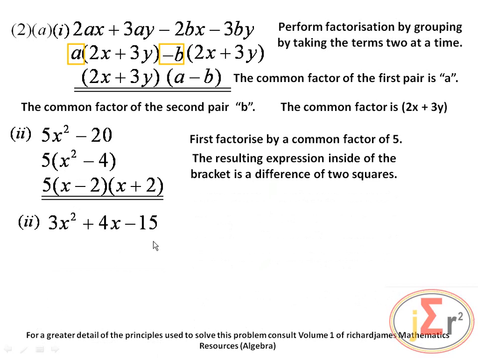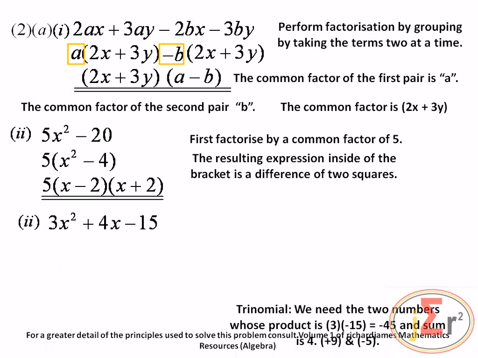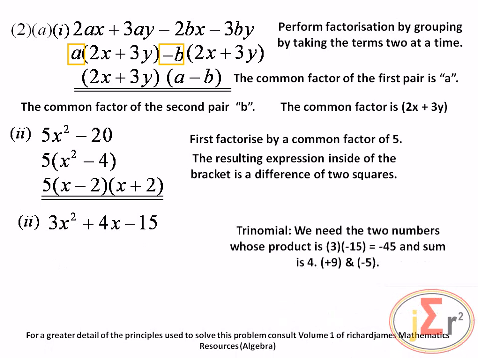Here we have our favorite trinomial, and usually we say what two numbers multiply to give 3 times negative 15, which is negative 45. What two numbers multiply to give negative 45, and when we add them we get 4? The two numbers are positive 9 and negative 5. So we will have 3x squared plus 9x minus 5x minus 15.